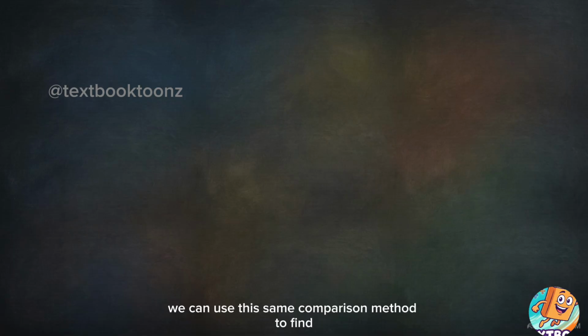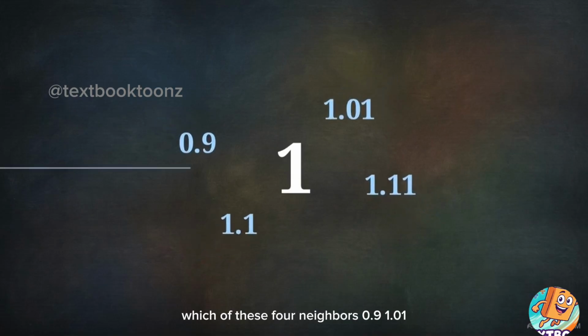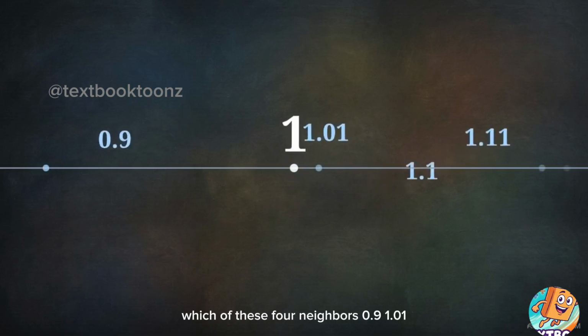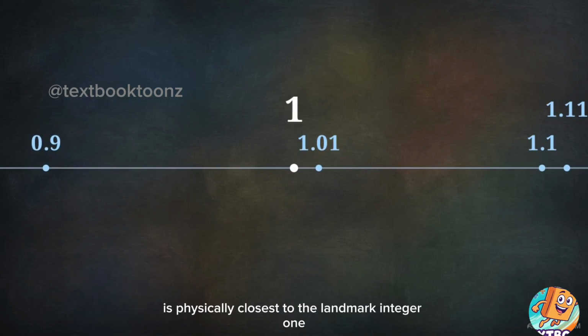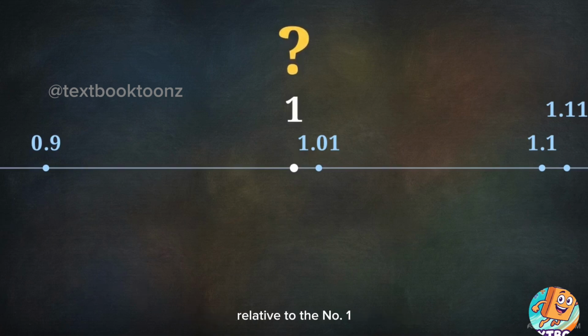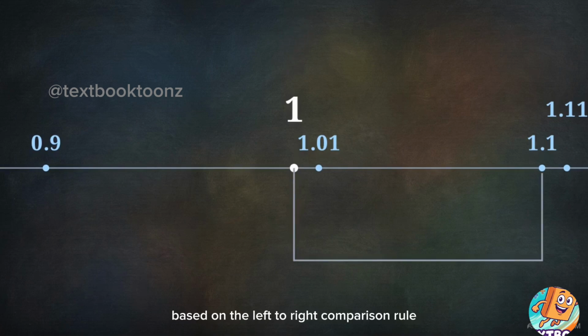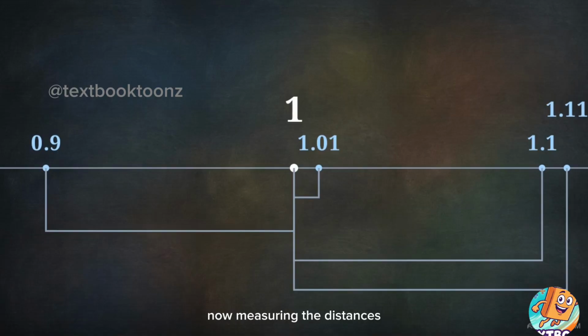We can use this same comparison method to find which of these 4 neighbors, 0.9, 1.01, 1.1, and 1.11, is physically closest to the landmark integer 1. Here is how these candidates sit on a track relative to the number 1. Based on the left-to-right comparison rule, which of these has the shortest distance to 1? Pause and make your prediction now.